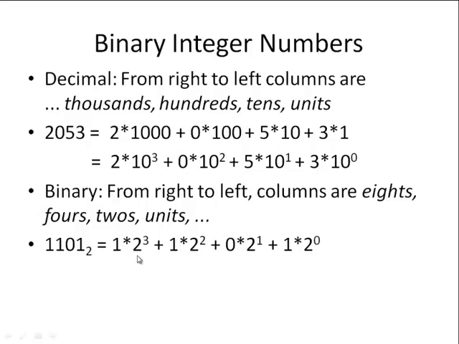So we have 1 eight plus 1 four plus 0 twos plus 1 one. So we've got 8 plus 4 plus 0 plus 1. So 1101 in binary, also known as base 2, gives us 13 in decimal, which we can also call base 10.